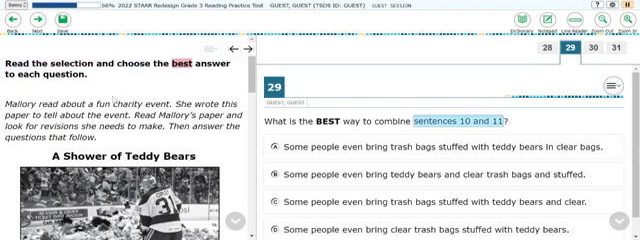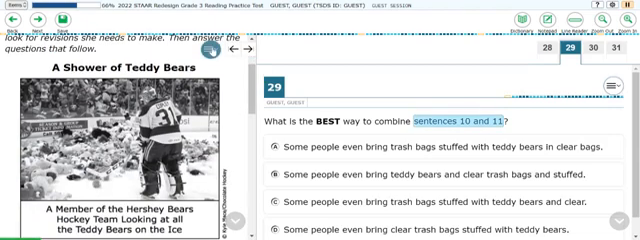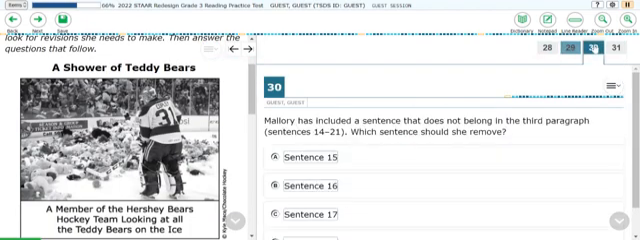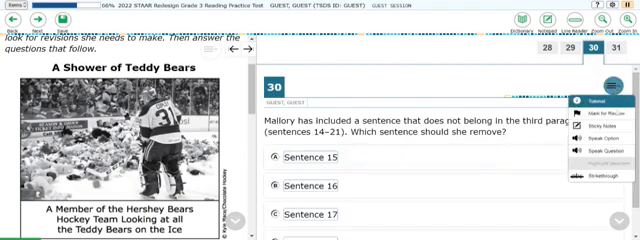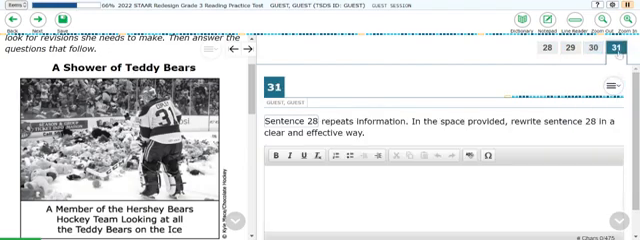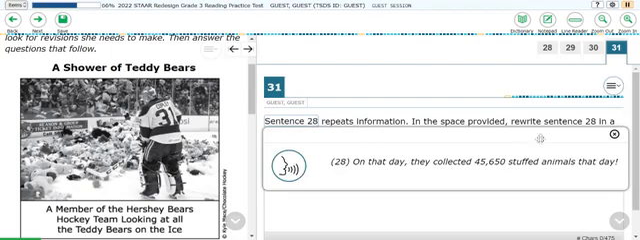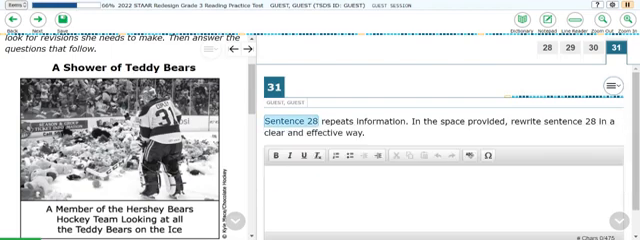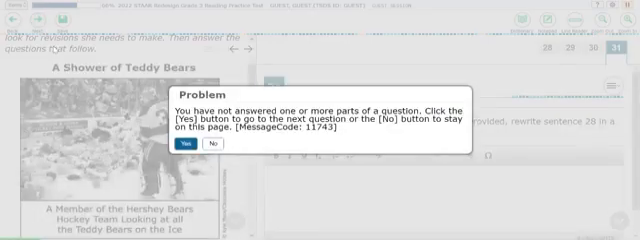Read the selection and choose the best answer to each question. Mallory read about a fun charity event. And then they can click stop. Then it will also read them the questions and the answer choices in revising. Okay, this is good to look at. This is a 1-point revising SCR. It says sentence 28 repeats information. In the space provided, rewrite sentence 28 in a clear and effective way. If they click on that, they can listen to the sentence and then they would need to type how to make it clear. Okay, and let's go on to the next part.